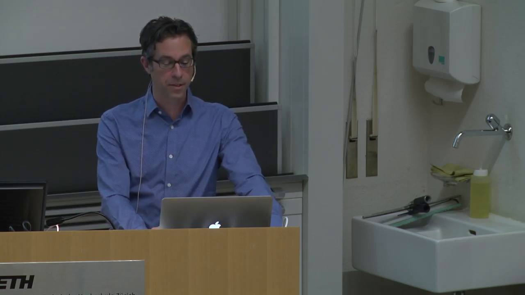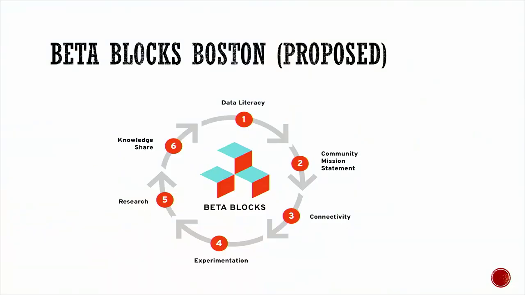One of them is a proposal. So I'm going to talk about a proposed project in the city of Boston and just explain to you how this might work. This project is called Beta Blocks, and the proposal is to create a platform that would be composed of 6 different elements, essentially. The first element being data literacy, as I said before, the need to build capacity for deliberation is essential. And that data literacy is going to be an important part of any citizen-led smart city.